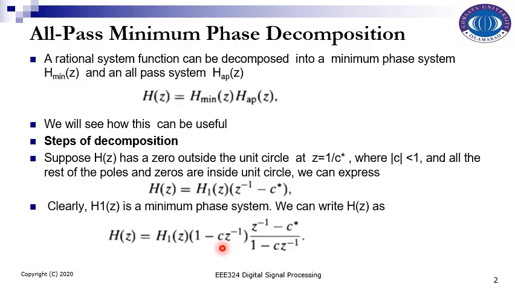So we will see that the 0 is actually introduced at the conjugate reciprocal position of the 0 that we had taken out from our original H of Z. Okay, so that was at 1 over C star, and this 0 introduced is at C. Okay, so this will get clearer. We will look at the remaining steps and we will look at an example also.